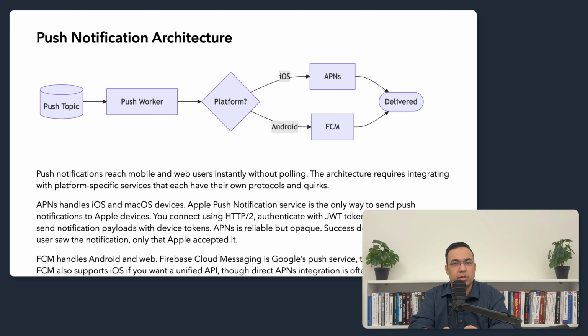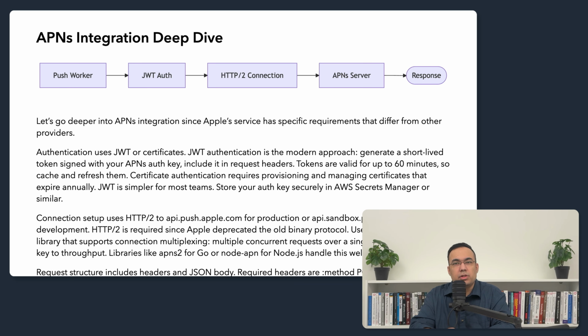Now let's dive deeper into APNs integration, since Apple's service has specific requirements that differ from other providers. Authentication uses either JWT or certificates. JWT is the modern approach. Generate a short-lived signature with the APNs auth key included in the request headers. Signatures are valid for up to 60 minutes, so cache them and refresh before expiration. Certificate authentication requires provisioning and managing certificates that expire annually. JWT is simpler for most organizations.